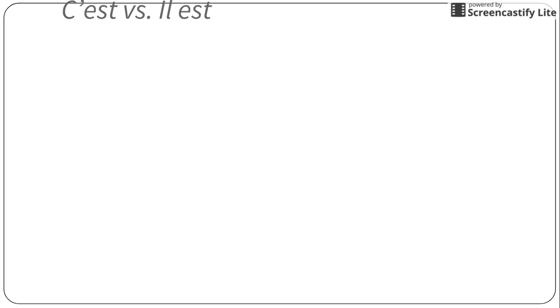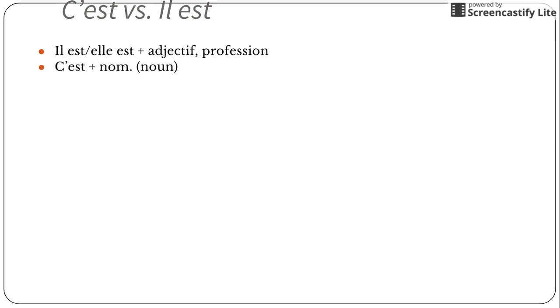Next, we're moving on to the two expressions, c'est and il est. These are expressions that you've seen since French 1, but it's important to remember and clarify the differences. So il est and elle est, we will use if we're going to then use an adjective or talk about a profession to say, he is beautiful, she is a lawyer, things like that.